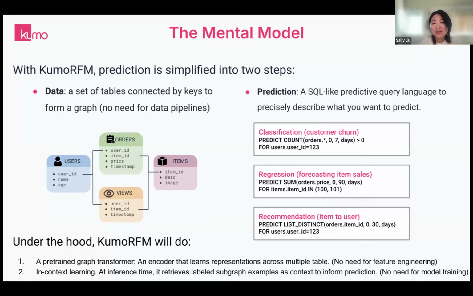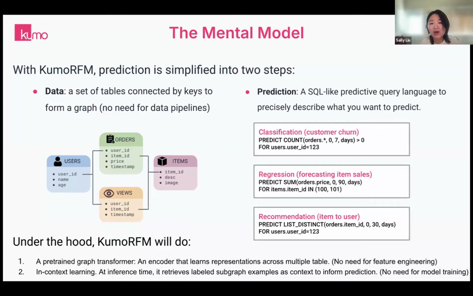For instance, you write a very simple query. If you are already familiar with SQL, you'll notice these things are easy to parse and understand. In the first case, we have customer churn: what's the likelihood that in the next 7 days this customer will place an order? Then we also have a regression case. For instance, we can forecast item sales for items 100, 101. What is the total sum of their price in the next 90 days?